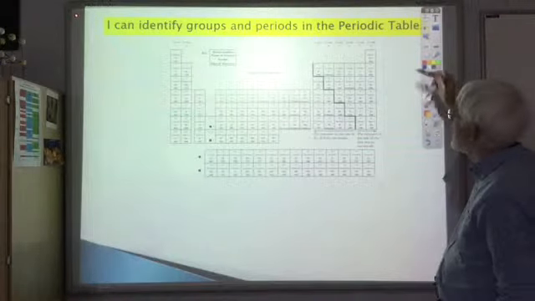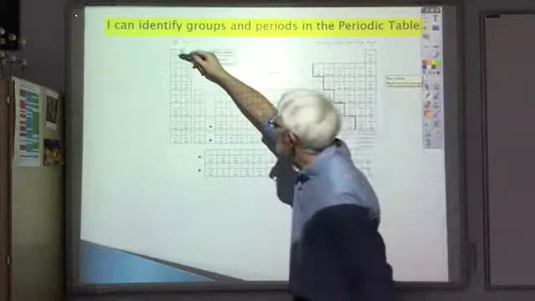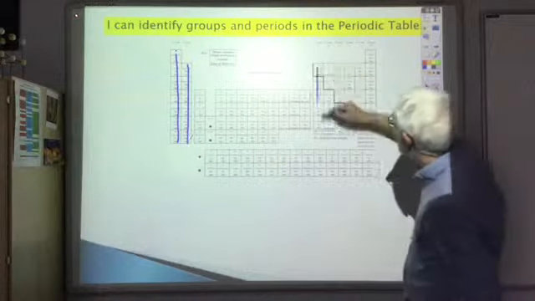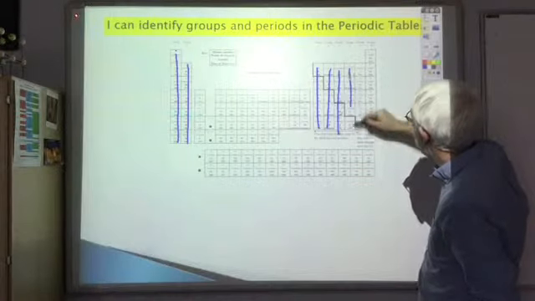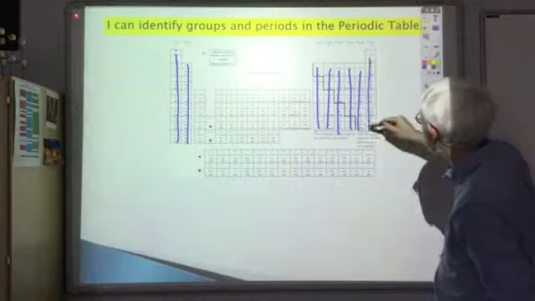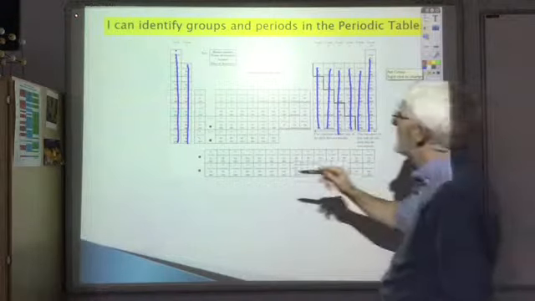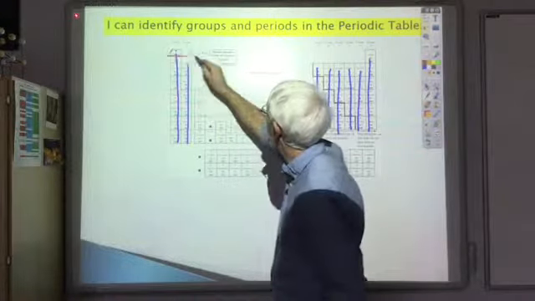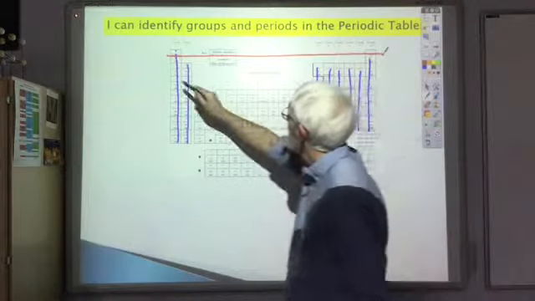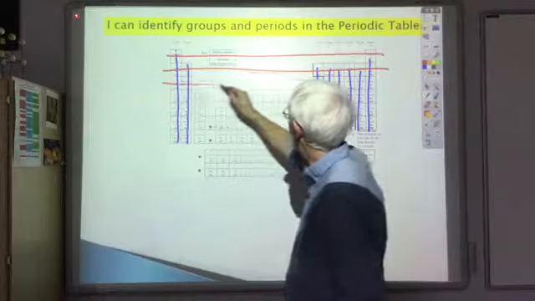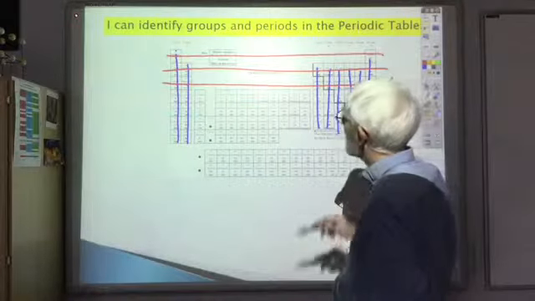So groups are very obvious, they're just the columns and they're identified as group 1, group 2, group 3, 4, 5, 6, 7 and group 0. The periods are the rows. So the first period goes from hydrogen to helium, the second period from lithium through to neon, third period sodium to argon, etc.